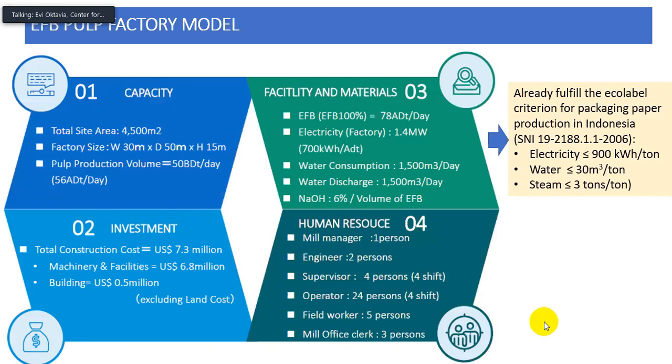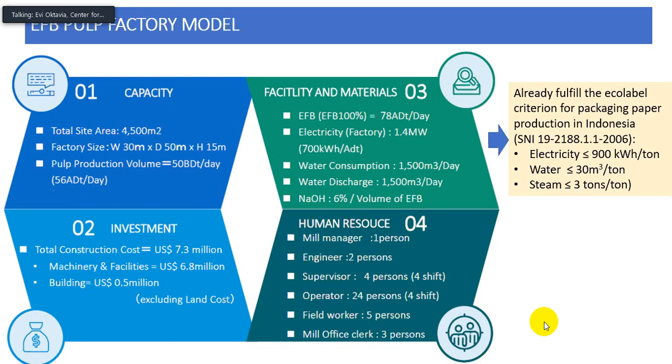This is an EFB pulp factory model. We tried to calculate a total size with a capacity of around 4,500 square meters, with pulp production of around 50 bone dry tons per day. The EFB as a raw material will be around 78 air dry tons per day, with electricity of around 700 kilowatt hours per ADT.